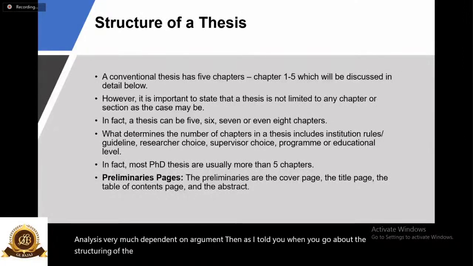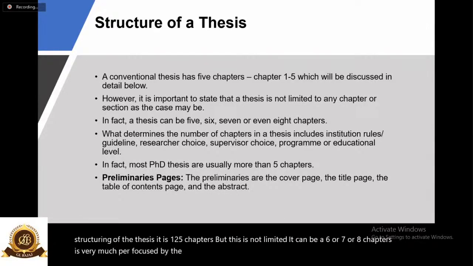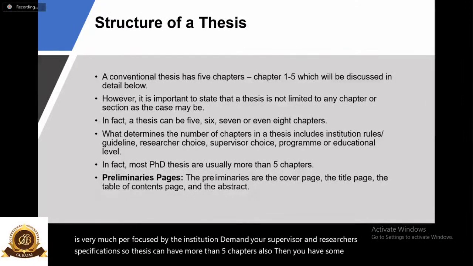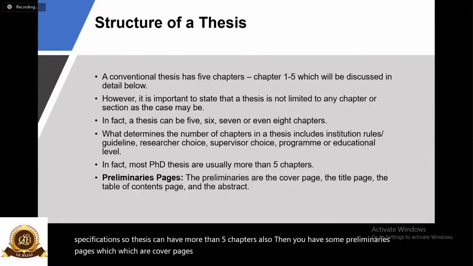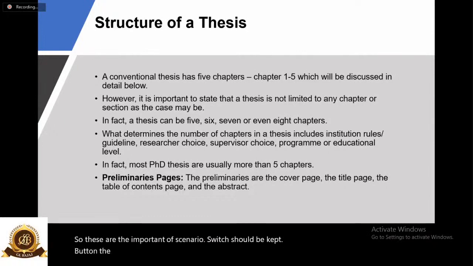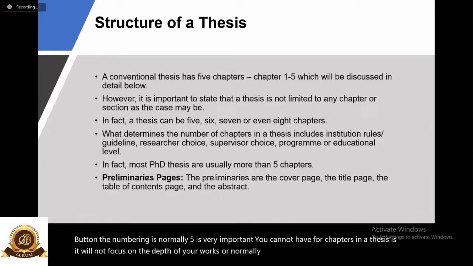Then, as I told you, when we go about the structuring of the thesis, it is 1 to 5 chapters, but this is not limited. It can be 6 or 7 or 8 chapters. This is very much focused by the institution demands, your supervisor and researcher specifications. Then you have some preliminary pages, which are your cover pages, title pages, content pages, and abstract pages. The numbering normally, 5 is very important. You cannot have 4 chapters in a thesis. It will not focus on the depth of your work. So normally 5 can be the minimum. You can have 6, 7 depending on the work and the university criteria.